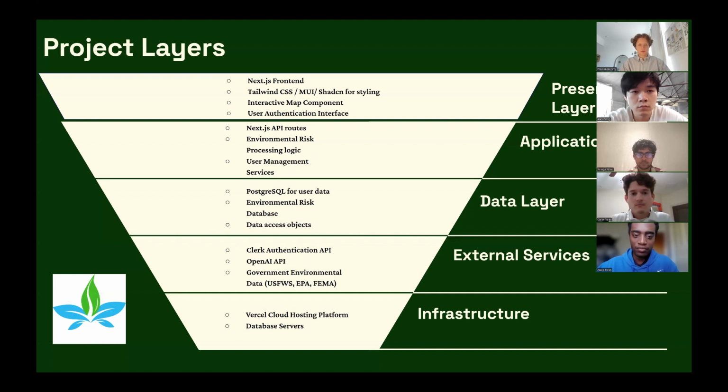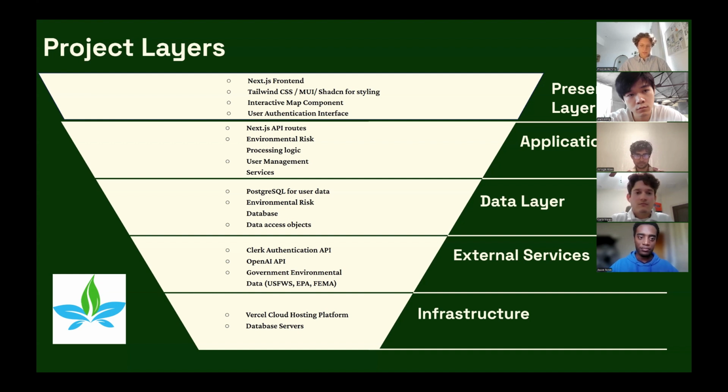All right, so for the project layers, our application follows a client server architectural pattern organized into these distinct layers. So for the presentation layer, we have the Next.js front end as Jason discussed, and this is the core framework for the user interface. Styling is implemented by Tailwind CSS, MUI, and shadcn. We have the interactive map powered by Google Maps API and a user authentication interface for secure access.